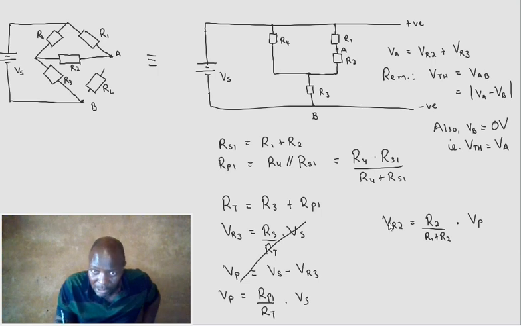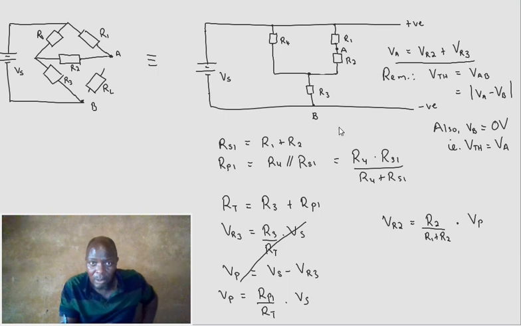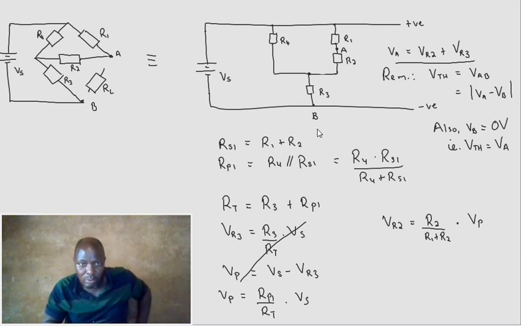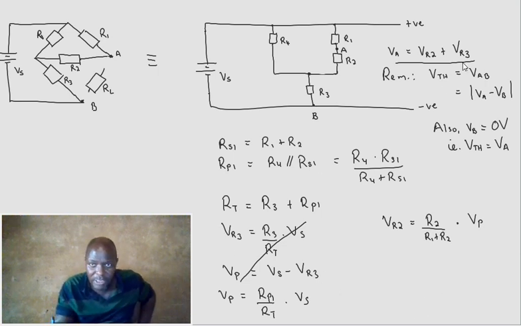So now, this here is how you get VR2. Once you've got VR2, we go back here and we get VA. Remember, we started with what? Oh, okay, maybe it wasn't bad to calculate that because we need it here anyway.